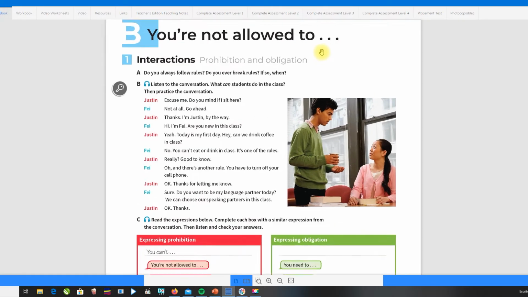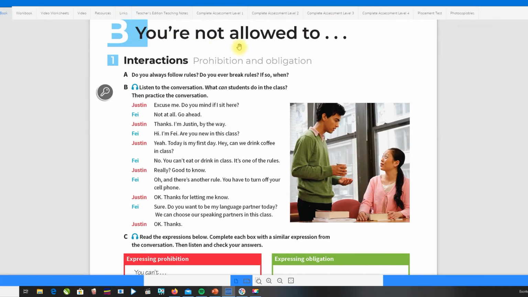Alright, Part B, and it says, you're not allowed to. 1. Interactions, prohibition and obligation. Do you always follow rules? Do you ever break rules? If so, when? Let's listen to the conversation, okay? What can students do in the class? Are you ready? Let's listen.